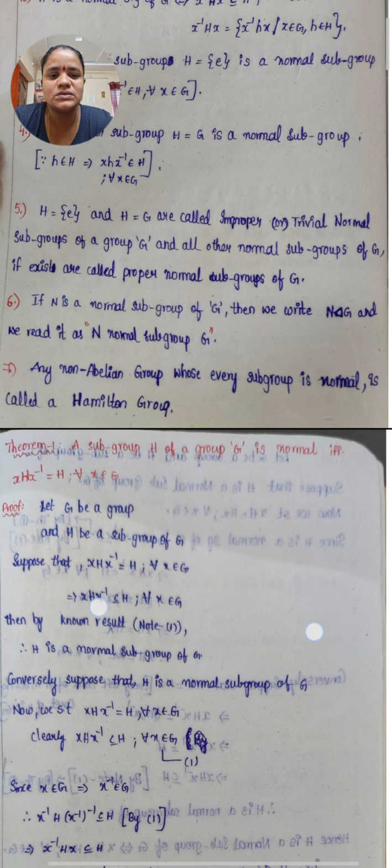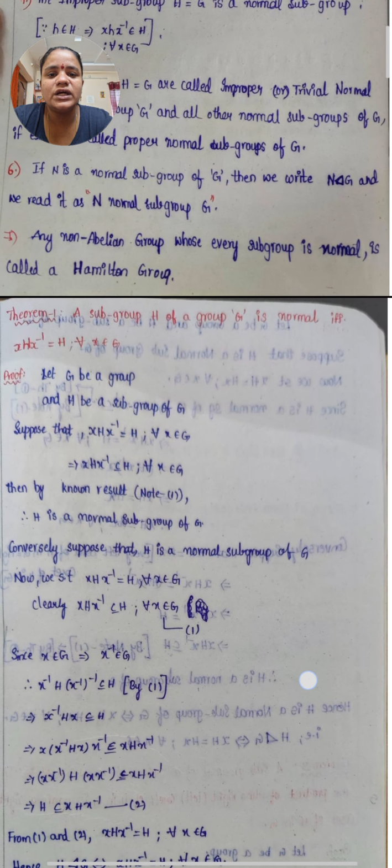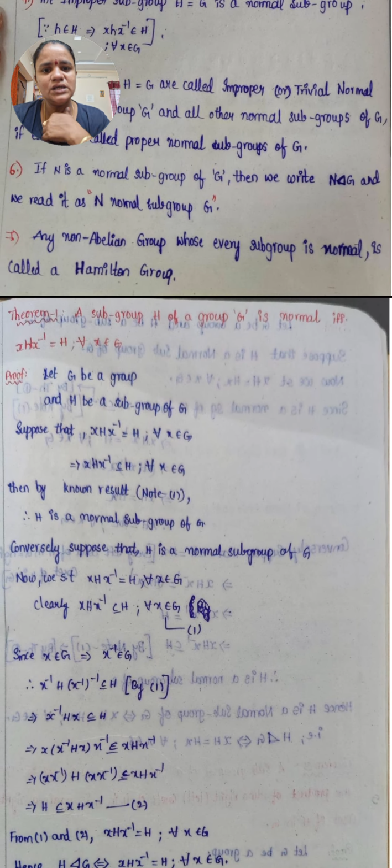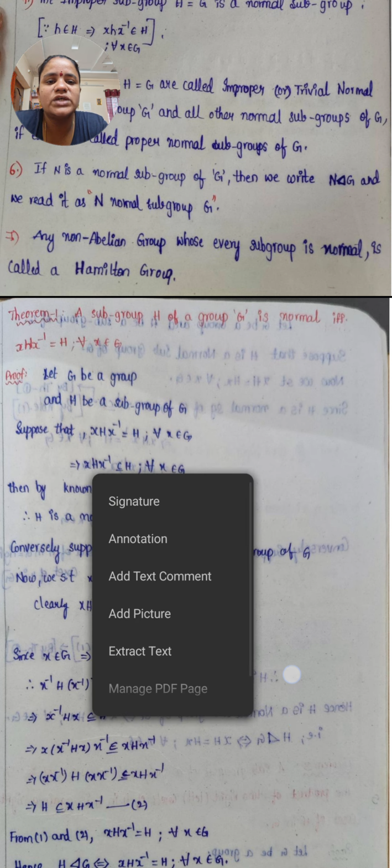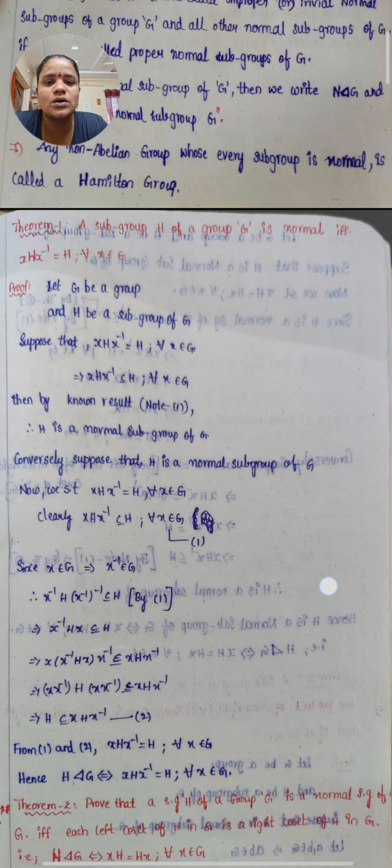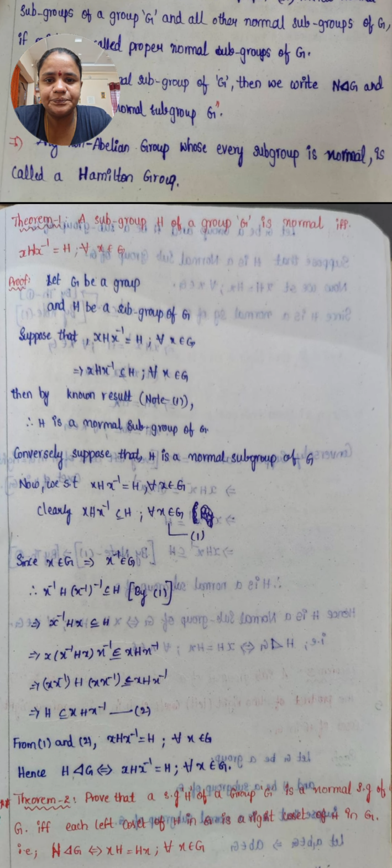If N is a normal subgroup of G, then we can write N ⊲ G, and we read it as N is a normal subgroup of G. Any non-abelian group whose every subgroup is normal is called a Hamilton group.